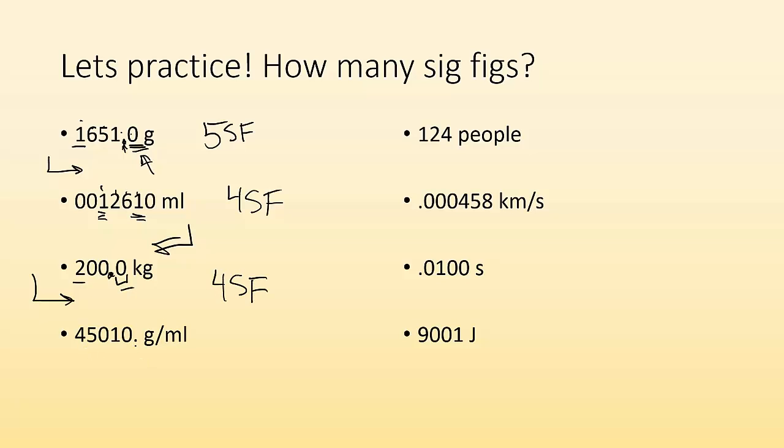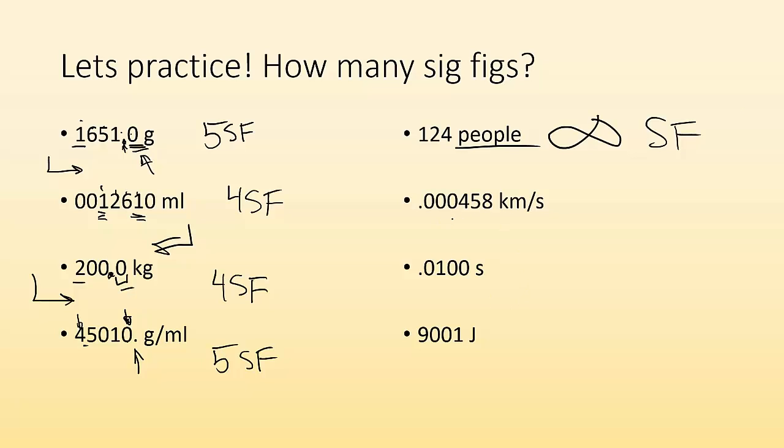All right, what about this number? Well, decimal point is present, so it's telling me my precision is this ones place 0, and I'm going to start at this 4. So I got 1, 2, 3, 4, 5 sig figs in that number. All right, 124 people. Well, this is a counting number, so that's going to tell me I have an infinite number of sig figs. It's an exact number. There are 124 people. So that's an exact number, infinite number of sig figs.